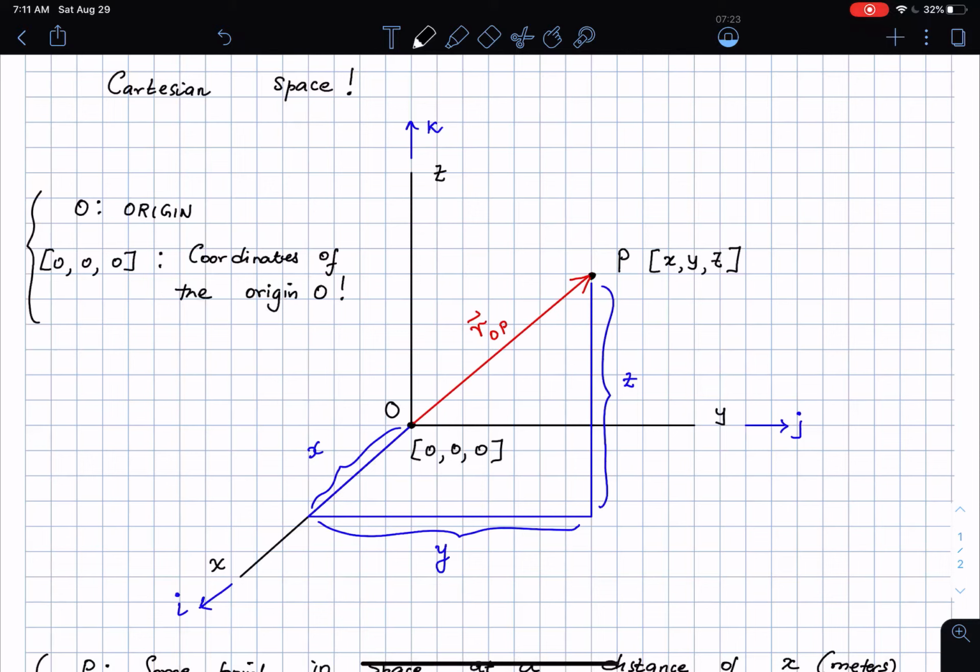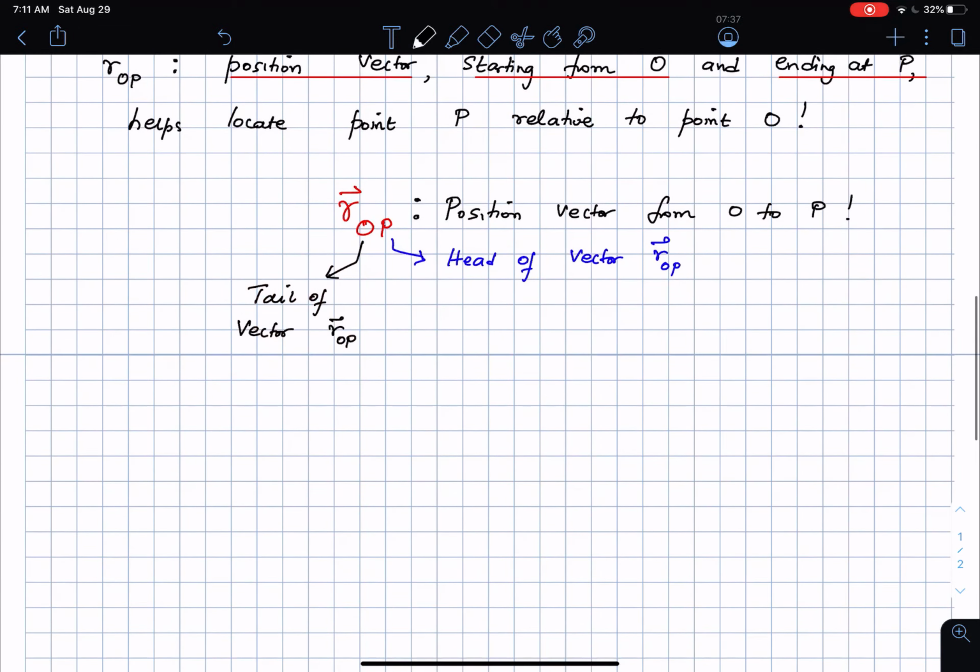And by definition, the position vector is given by finding the difference between the coordinates of P and the coordinates of O along the respective coordinate directions. By definition, R_OP can be defined mathematically as the following.